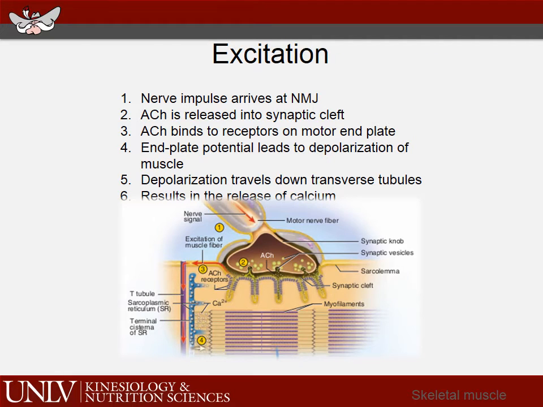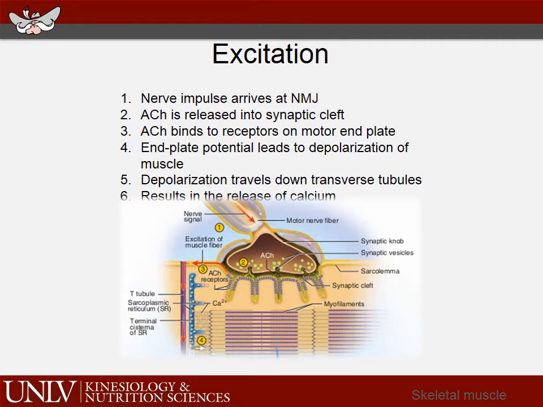So the excitation process. Just a couple of abbreviations on this slide that you need to know. NMJ is neuromuscular junction. ACh is the acetylcholine neurotransmitter. It's a chemical that's released by the nerve cell to signal other cells.